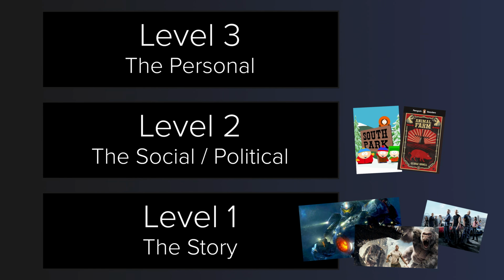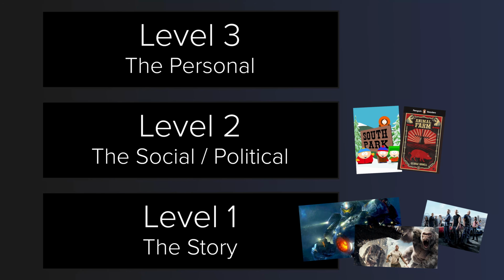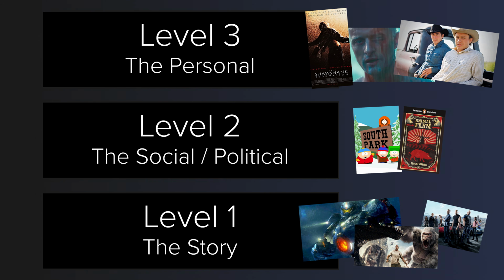And level 3, this is the personal and interpersonal level. This is all about how we interact with our family, our close friends, and most importantly, ourselves. For an example of this, think of something like The Shawshank Redemption, or Blade Runner, or Brokeback Mountain.